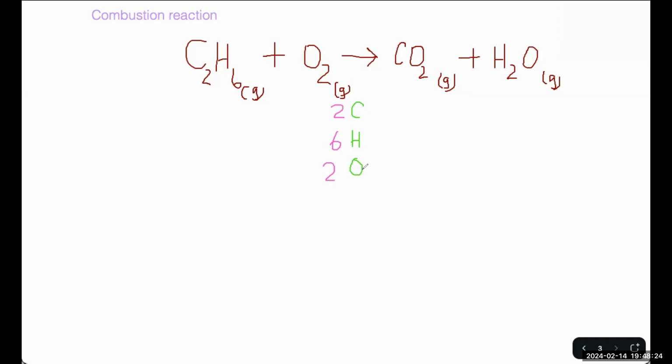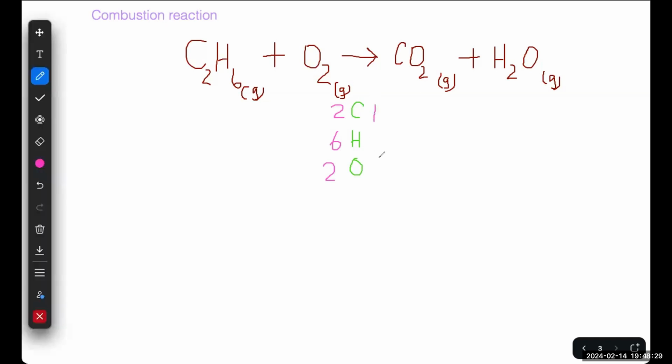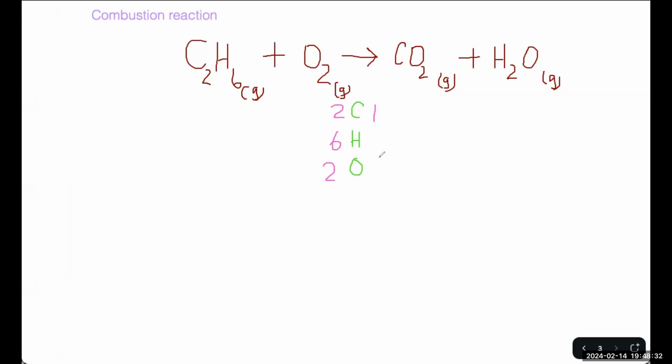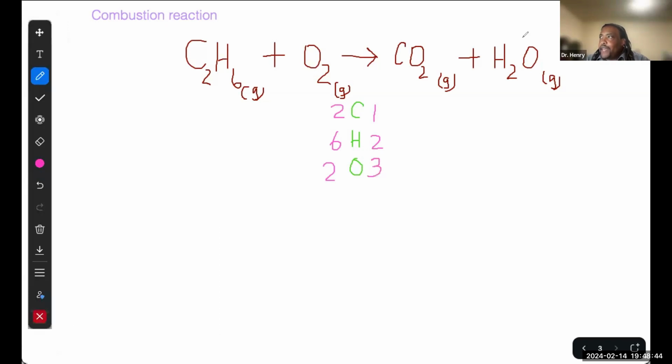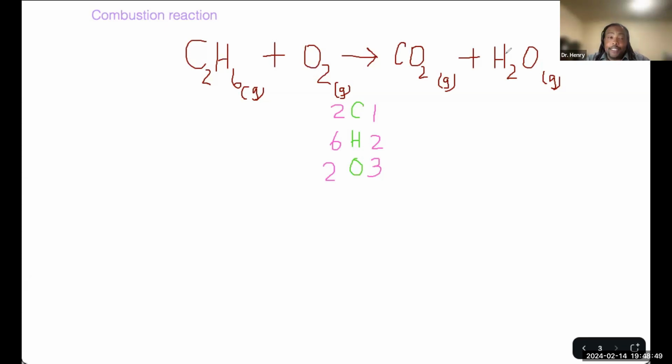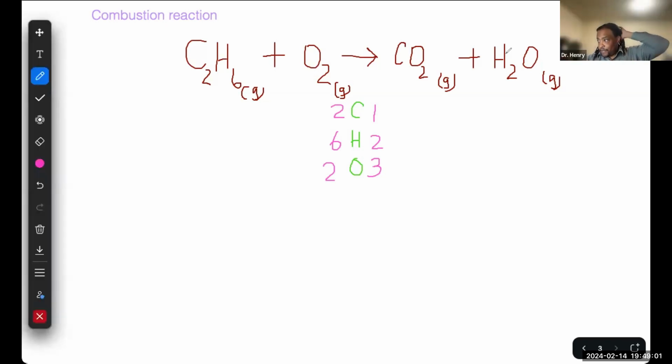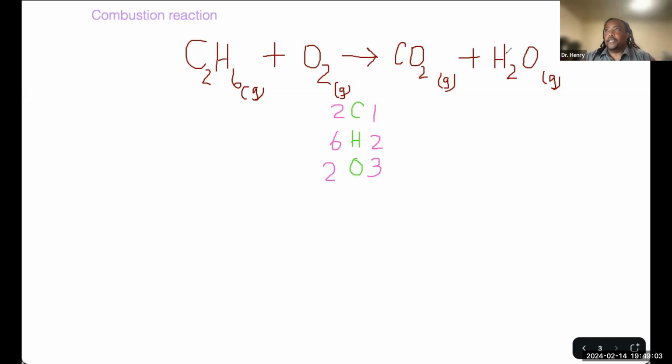So on the product, carbon has 1. And hydrogen has 2. Oxygen has 3. That's correct, because we have 2 here and we have to add that 1 that's on the water as well. Okay, so is it balanced? No, that's right. It's not balanced. Okay, so what are we going to do next?